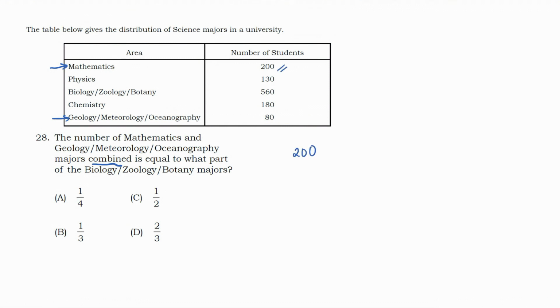So, ito yon 200 plus 80. So, meron kang 280. Ayan. So, nakuha na natin yung first part. Is equal to what part of the biology, zoology, and botany majors? So, anong part daw yung 280 ng 560? Or yan yung number of students sa biology, zoology, and botany. So, i-divide lang natin yan.